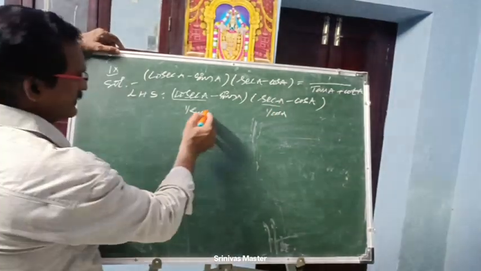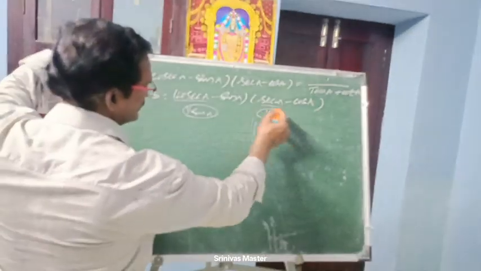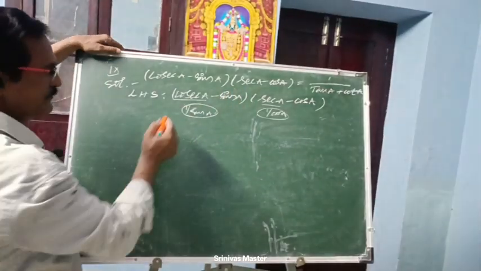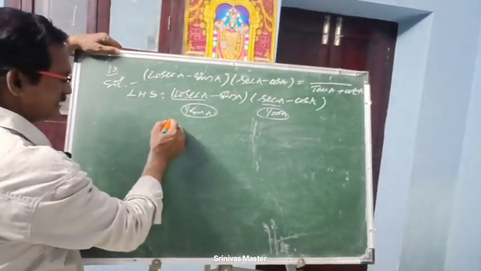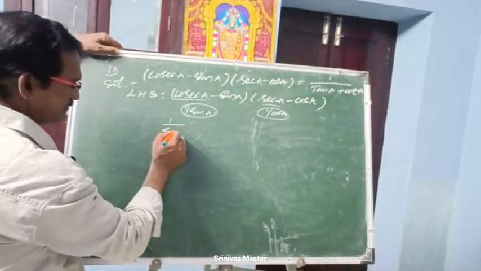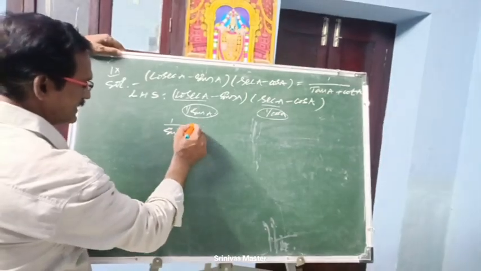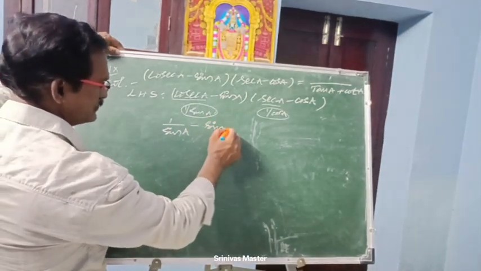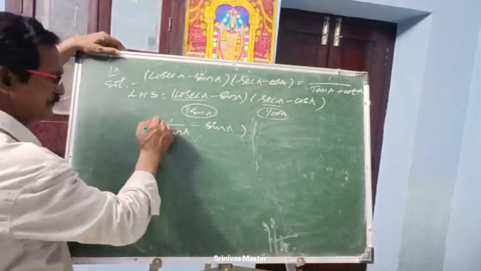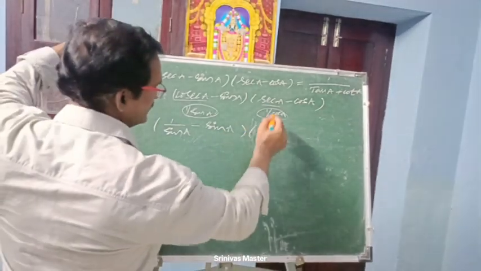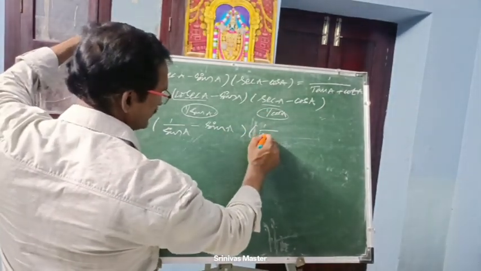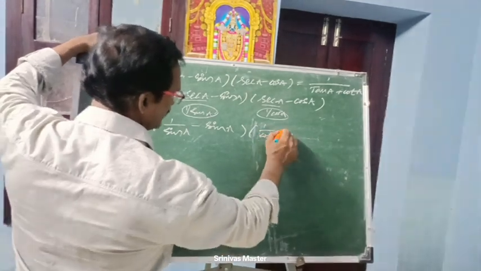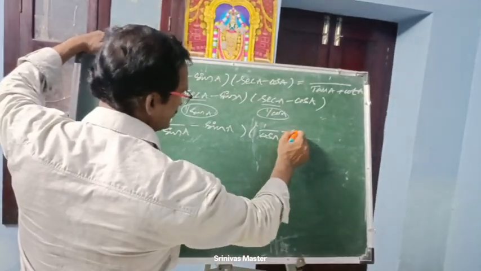So according to these relations, the given problem can be written as: in place of cosec A you have to write 1 by sin A, right? 1 by sin A minus this sin A you can keep as it is. If you change both, the problem won't be solved. Into sec A, sec A means 1 by cos A. 1 by cos A minus cos A.